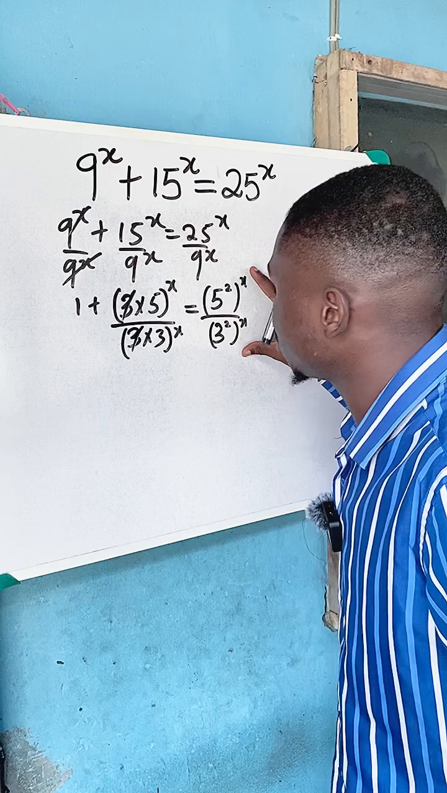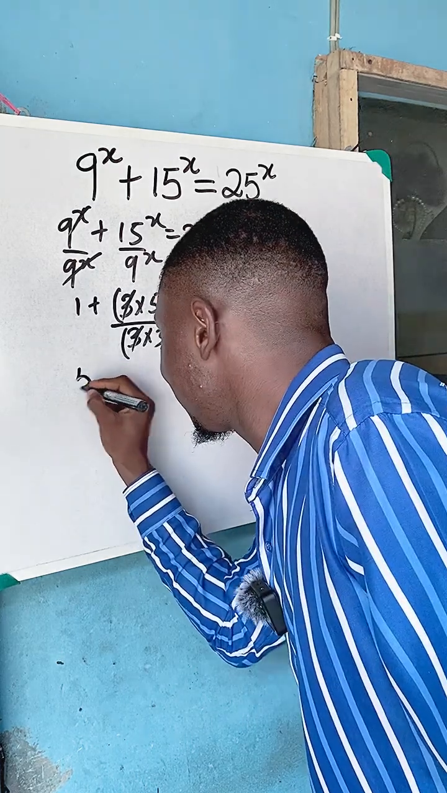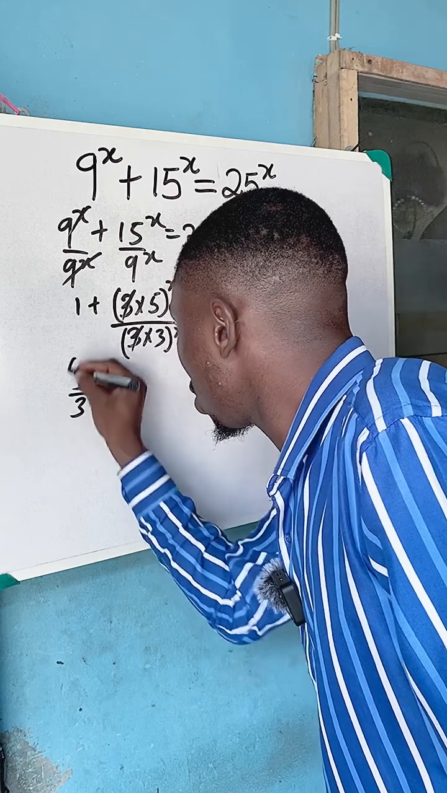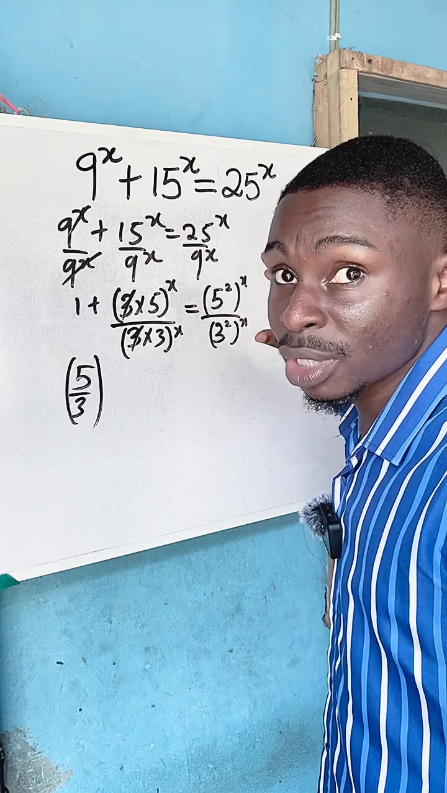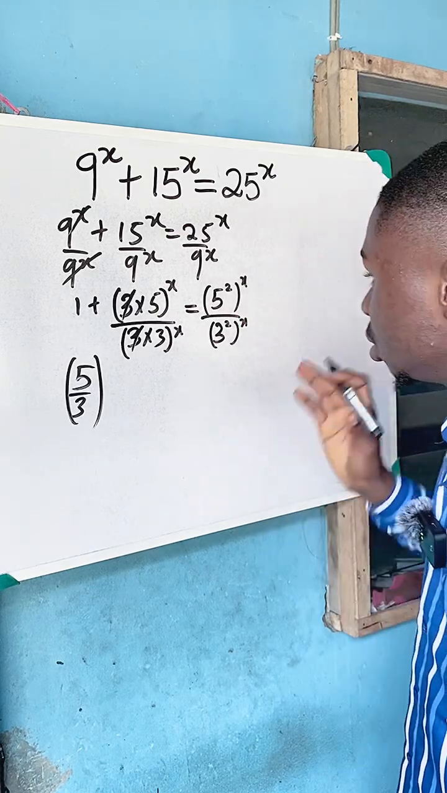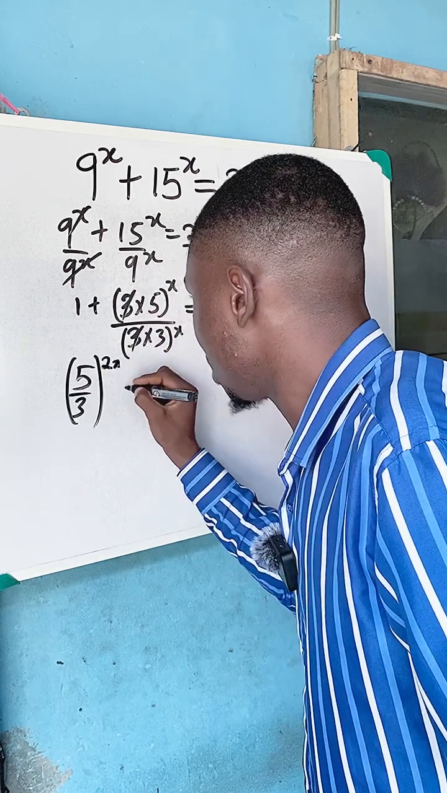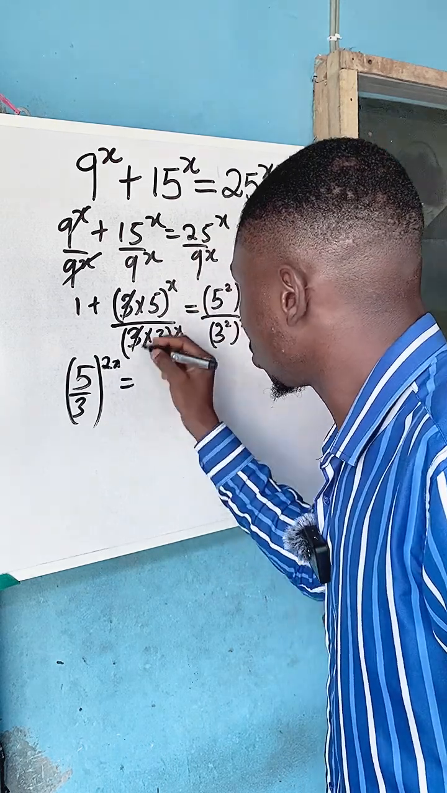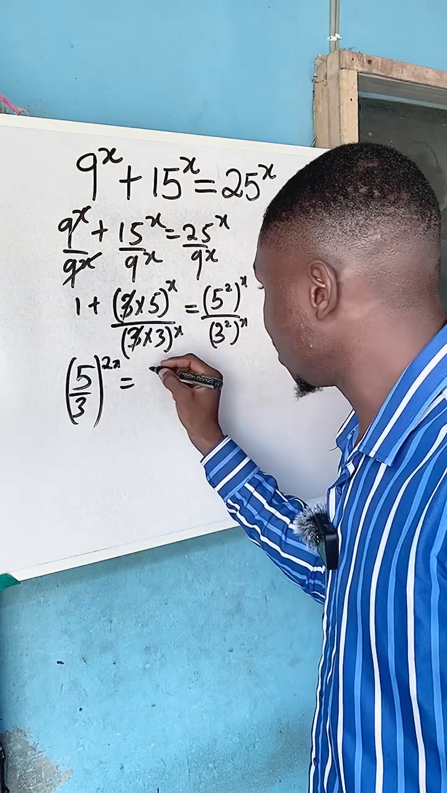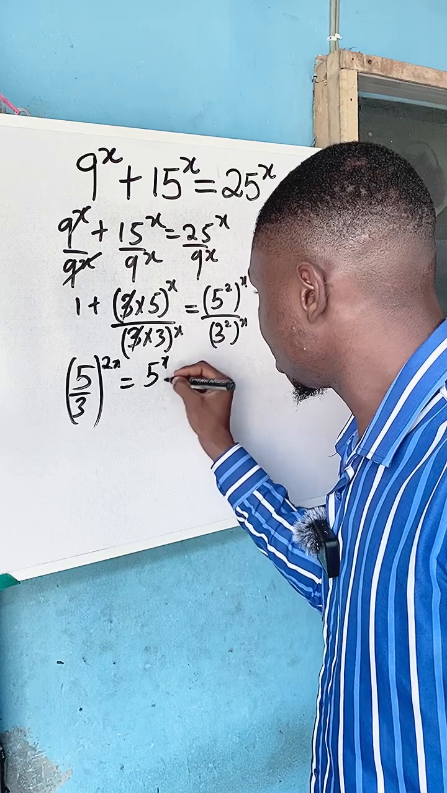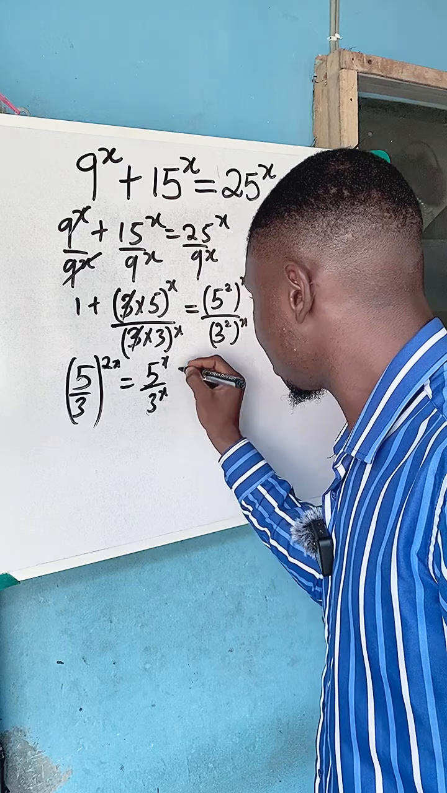So this equation now becomes, we are going to swap the side, 5 over 3 all to the power of these 2, because we have 2 in both numerator and denominator. So we have 2 multiplied by x, I'm going to have 2x. This is equal to, since this cancels out, you are left with 5 to the power of x divided by 3 to the power of x, plus 1.